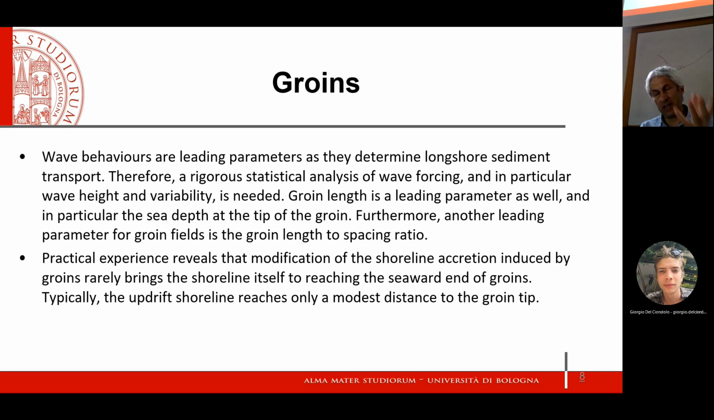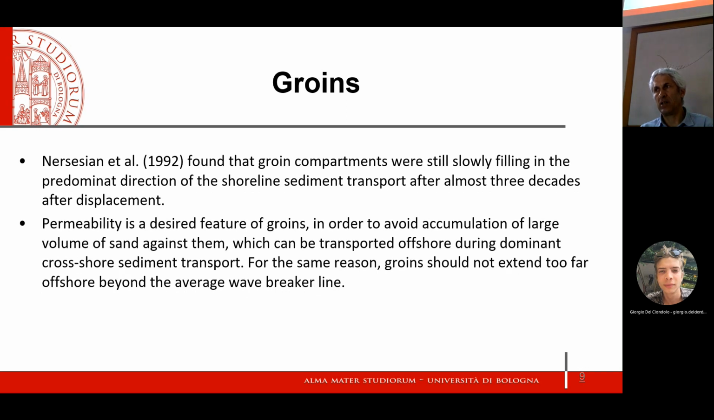So now we try to understand how we can decipher the structure, the shape of the beach after the groin construction. So let's look at some experiences, as I said. Here I put a note which is related to another relevant question. The relevant question is whether or not we should make the groin permeable or not.